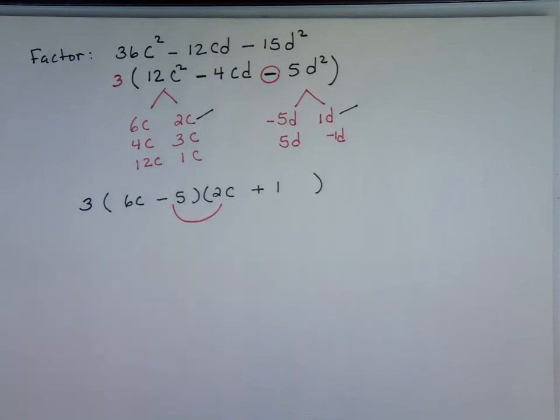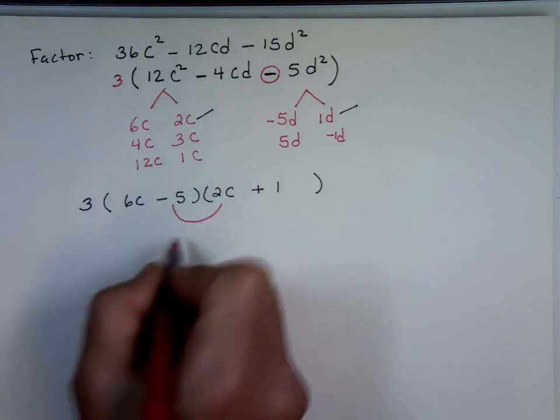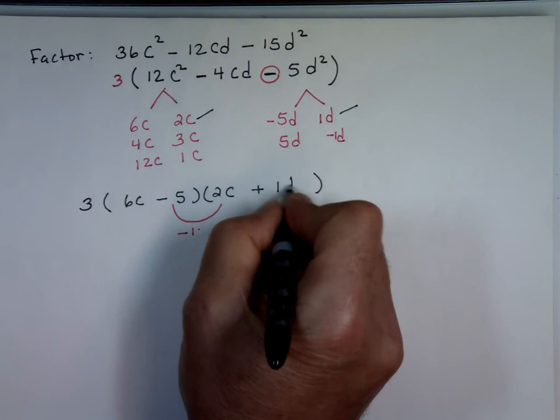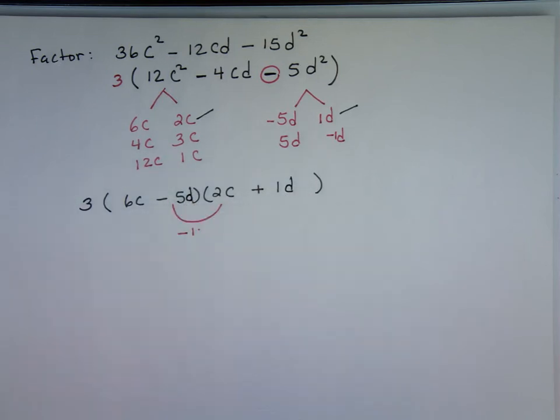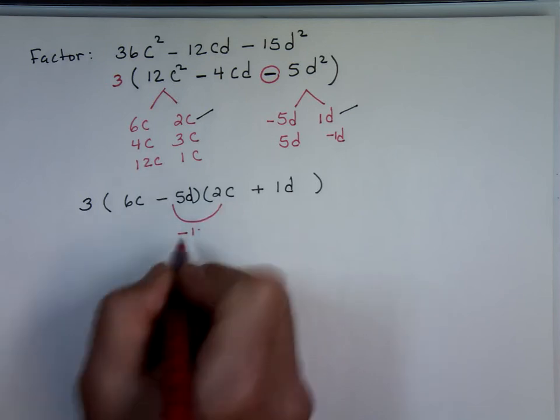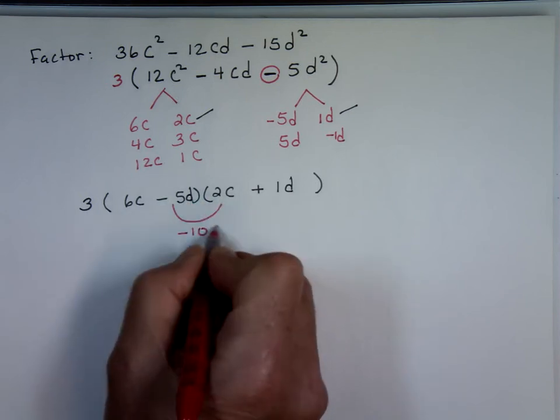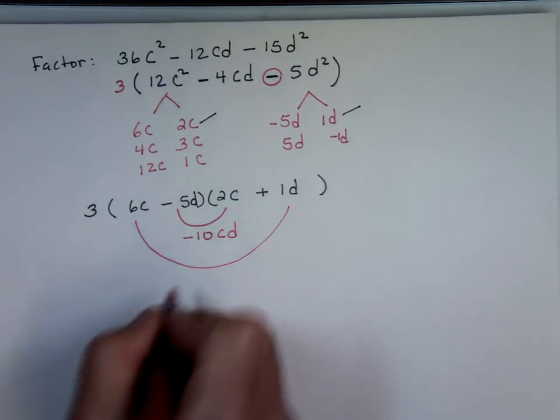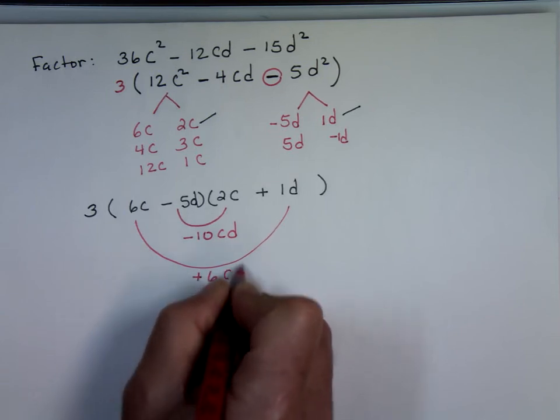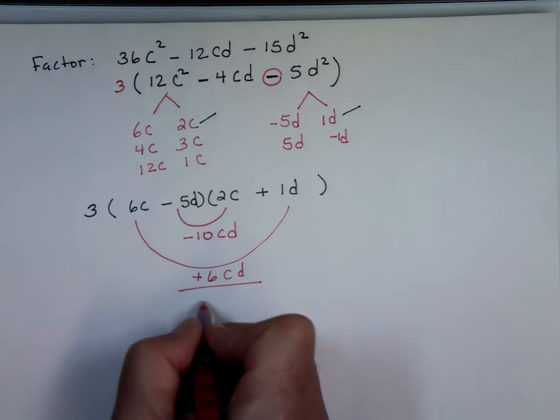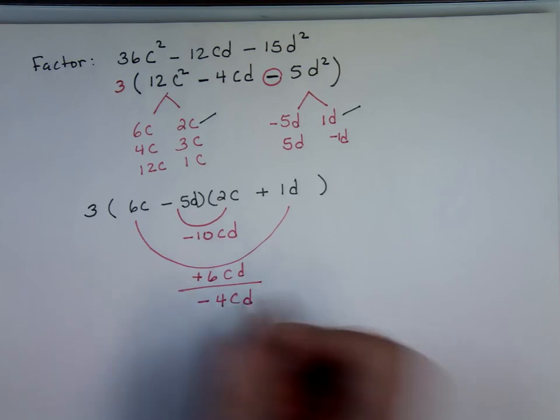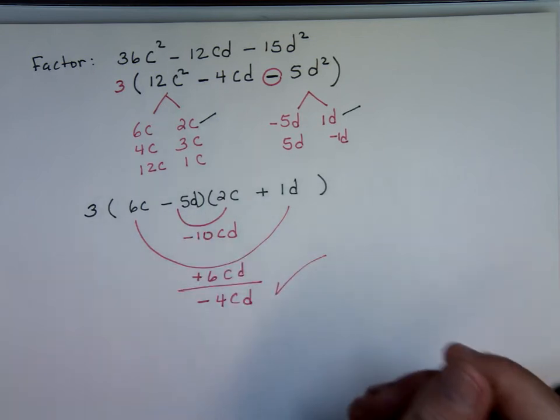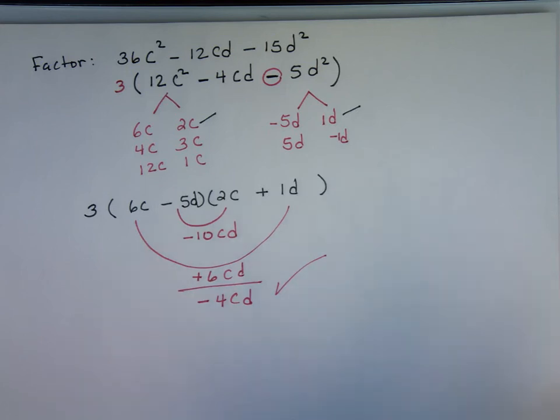What's negative 5 times 2? Oh, I'm sorry, I forgot to write the d here. Negative 5 times 2 is negative 10, d times c or c times d, doesn't matter. 6 times 1 is positive 6cd. When you add them, that's a negative 4cd. Again, pure luck. I wanted it to work on the first try. I didn't do anything in my head trying to cheat. Just lucky. It does match that number.